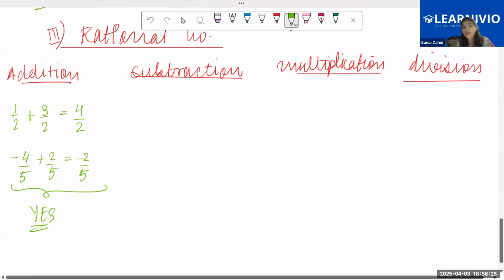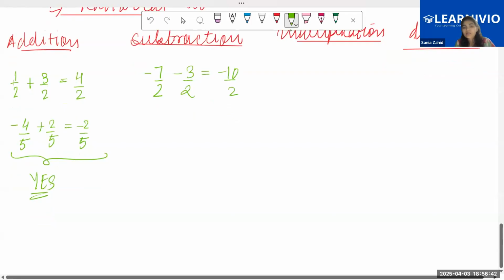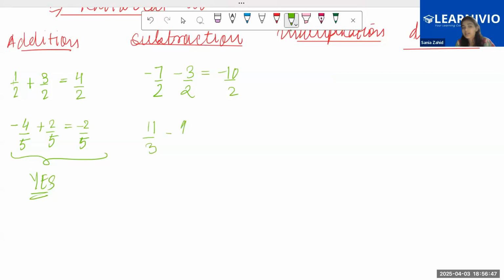Now talking about subtraction. Again, let's take negative 7 by 2 and negative 3 by 2. What do I get? Negative 10 by 2. All are rational numbers. Then let's suppose positive 11 by 3 subtracted by 9 by 3. What do I have? 11 minus 9, that is 2 by 3. I have 2 by 3. So again, I have rational numbers only. So yes, this is also true.